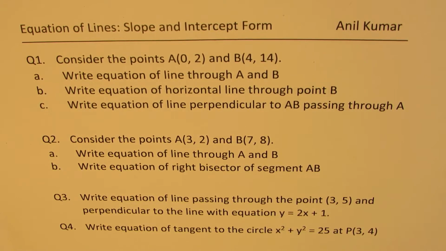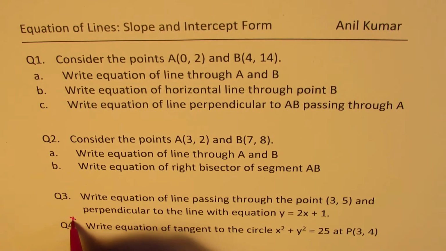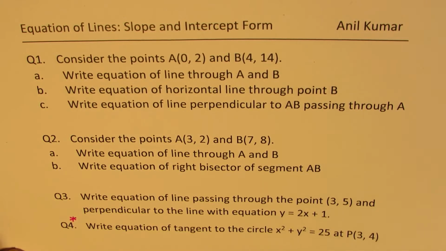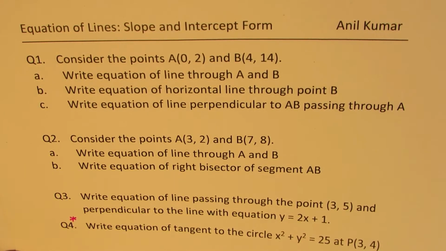Question number 4 is: write the equation of the tangent to the circle x squared plus y squared equals 25 at P (3, 4). Now question number 4 is indeed a very difficult question, so let me put a star there. Let us see how to solve these questions one by one and understand the concepts.